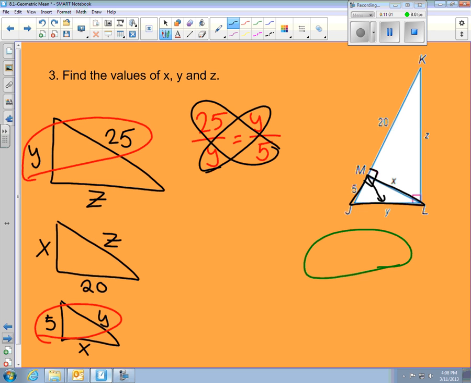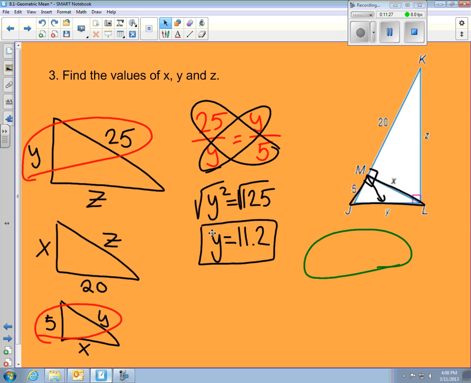So we end up with y squared, and then take 5 times 25, or 125. Take the square root on both sides. All right, so you guys square rooted both sides, and we end up with 11.18, and we're just going to round that to one decimal place. So we have 11.2.